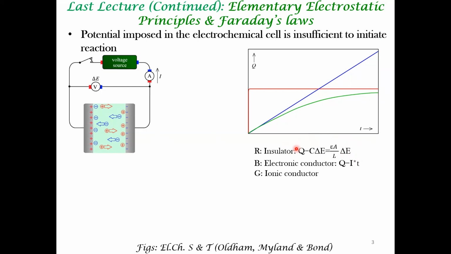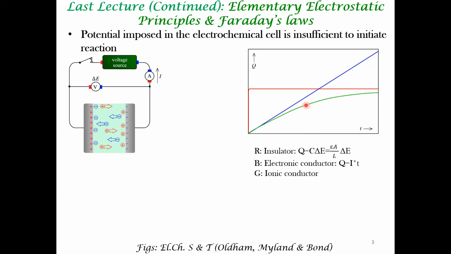As opposed to this, if you have a potential applied across an electronic conductor, the constant potential applied will give rise to constant current. Therefore, the charge that is being transferred across a particular cross section will increase linearly with time. As opposed to these two situations, in an ionic conductor, the current that is transferred across a cross section decays in an exponential manner.